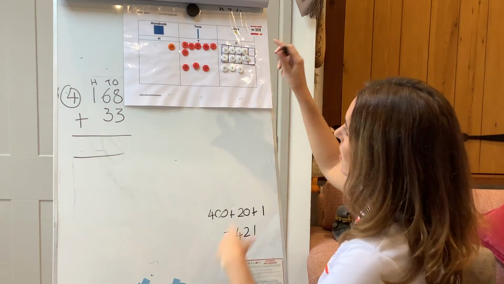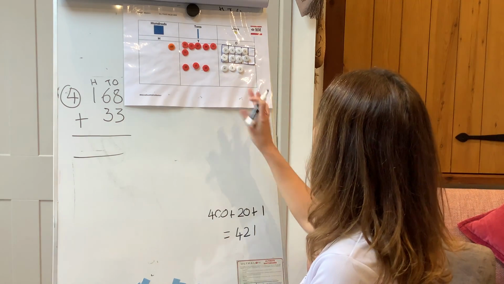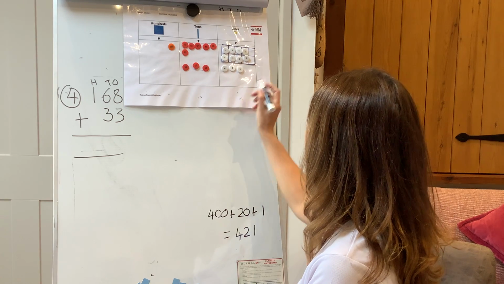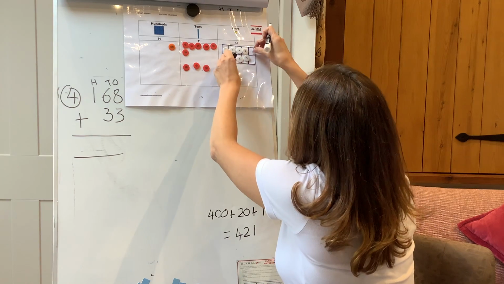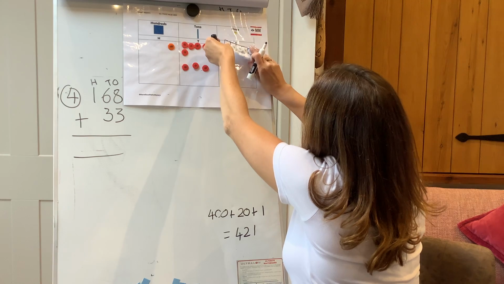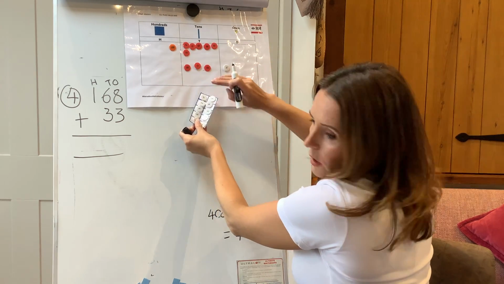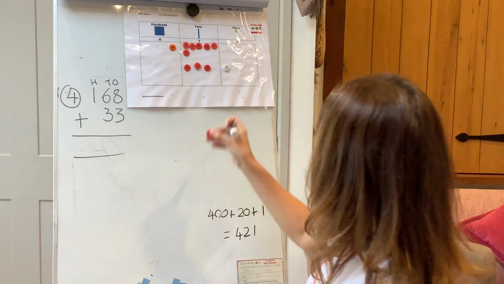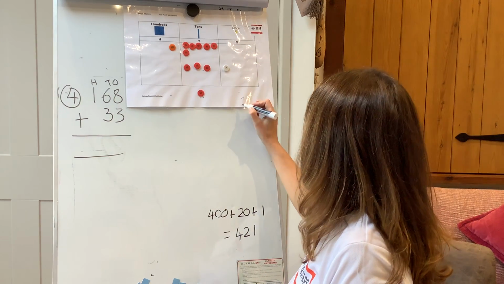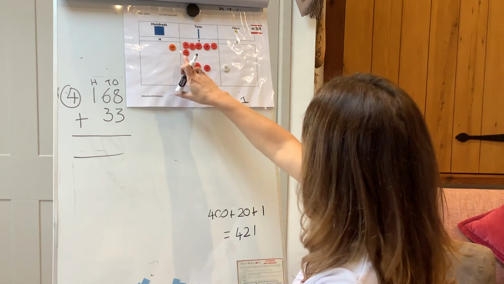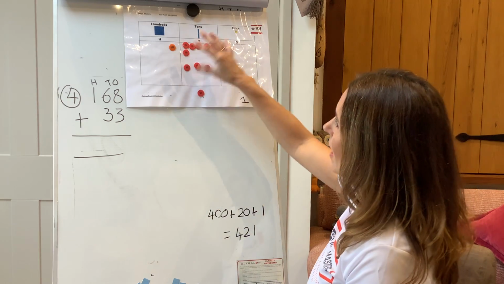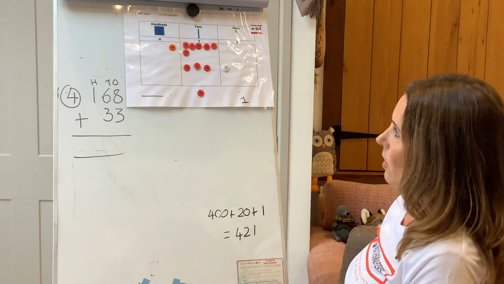So we've got 8 ones and 3 ones. 8 ones and 3 ones makes 11. So we've got 11 here. So what we can do is exchange those 10 ones into the tens column, exchange them there, and they make 1 ten. So then we've got our 1 that is here, and then we've got our 6 tens and 3 tens and 1 ten. So this makes 10 tens altogether in our tens column.